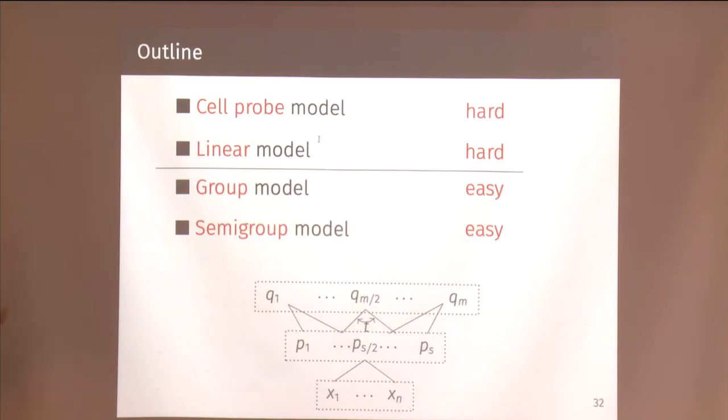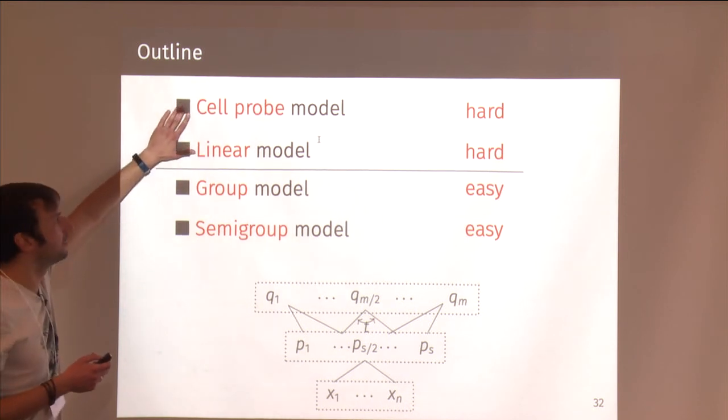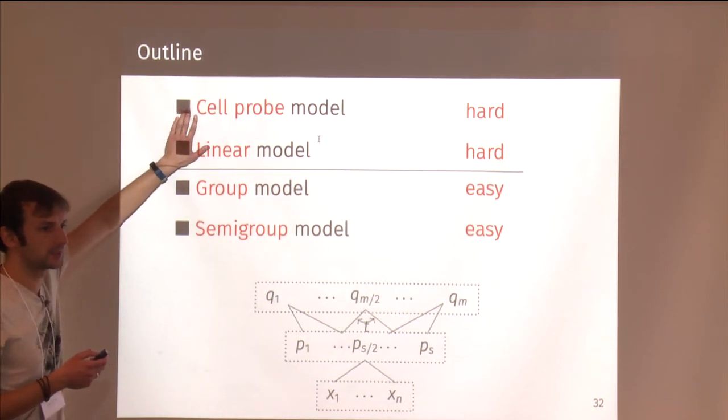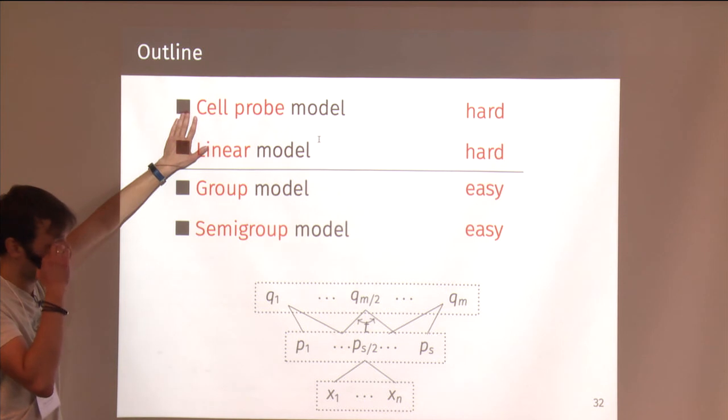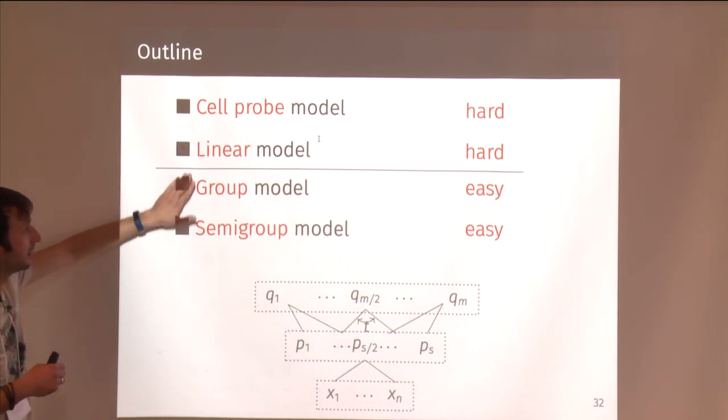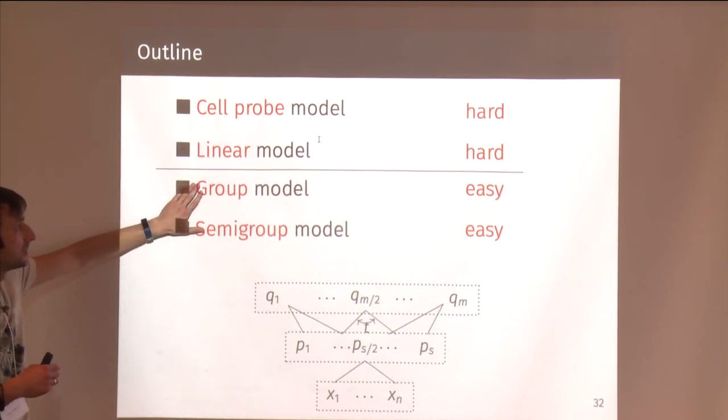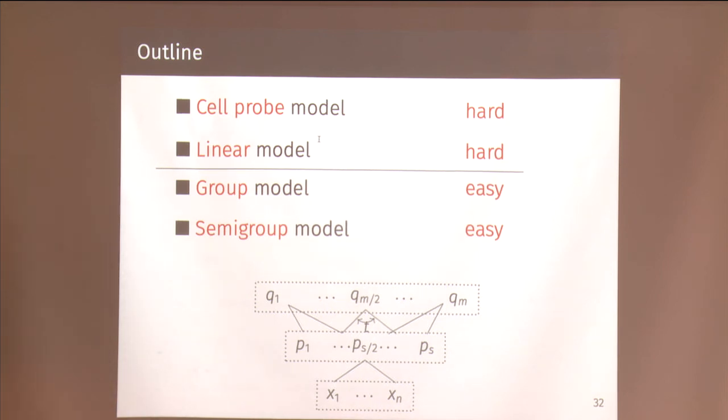Okay, so that's what we've done. We proved some barriers here for proving the stronger lower bounds. There is still hope, but yeah, we proved some barriers. And after the break, we'll prove lower bounds for the group model. All right, let's take a break.